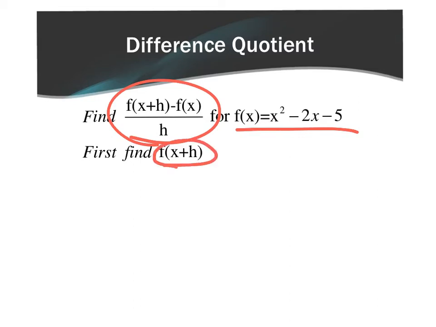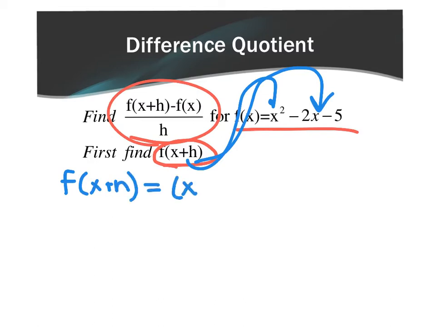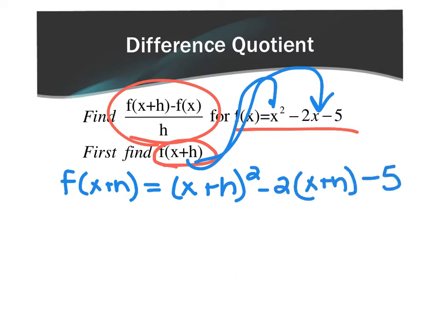So think about evaluating the function. Go back to what we did in the warm-up. If I had f of x plus h, what do I do with that? Plug the x plus h into each of the x values of my f of x. So f of x plus h would equal, in this case, x plus h squared minus 2 times x plus h minus 5. So I've taken the x plus h and I've plugged it in wherever there's an x on the f of x. With me so far?